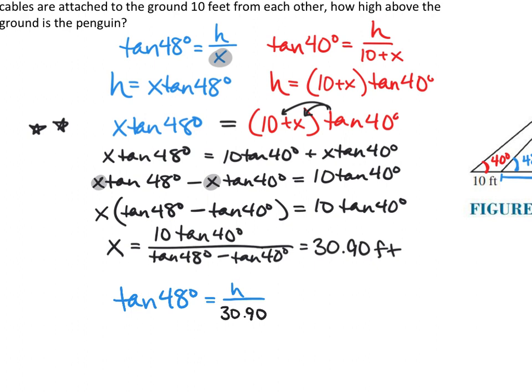What do we multiply both sides by? 30.90. So our value h is going to be equal to 30.90 times the tangent of 48 degrees, which is something I can throw in my calculator. 30.90 times the tangent of 48 degrees. 34.32 feet.